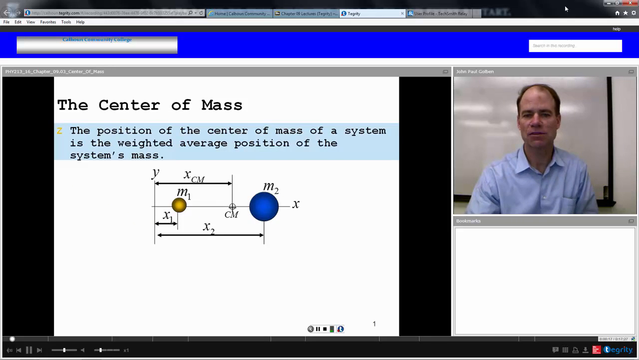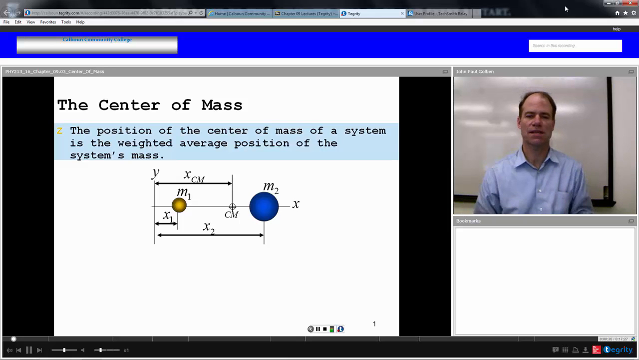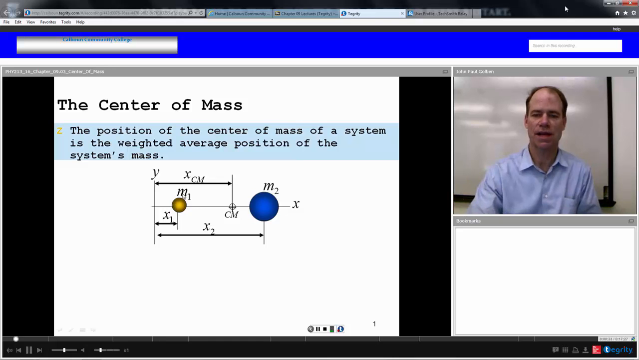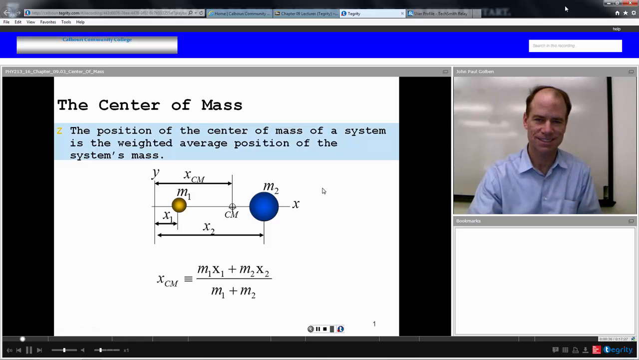By weighted average, what we mean is if we have two masses like this, we take their respective positions, in this case x1 and x2, and we weight the masses down by their position and divide that by the total mass of the system to get the center of mass, the one location that represents the system.